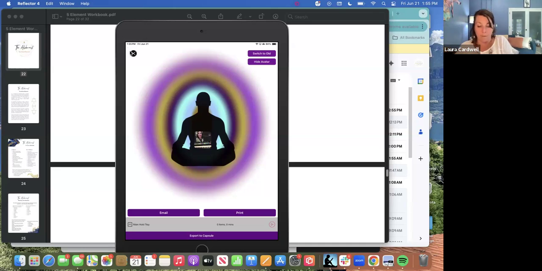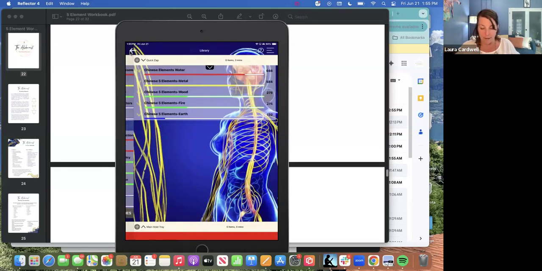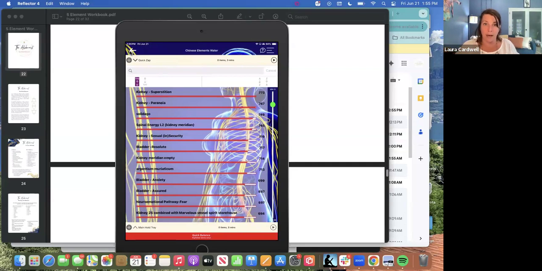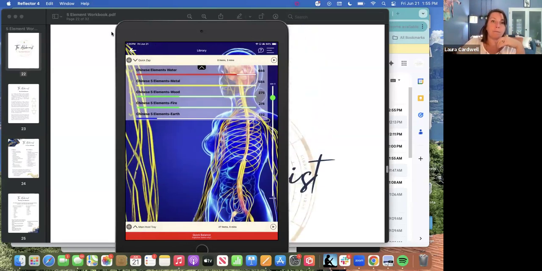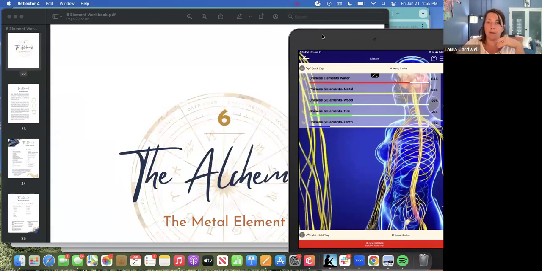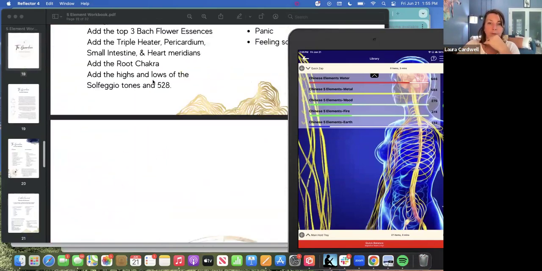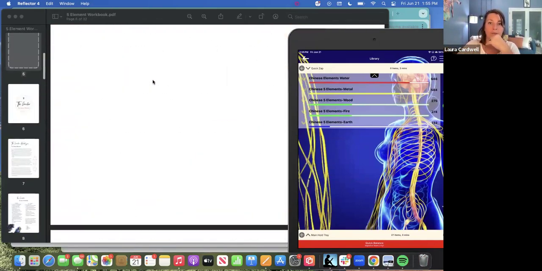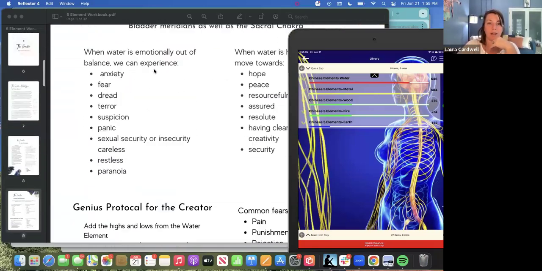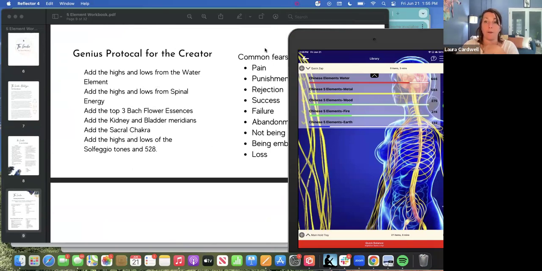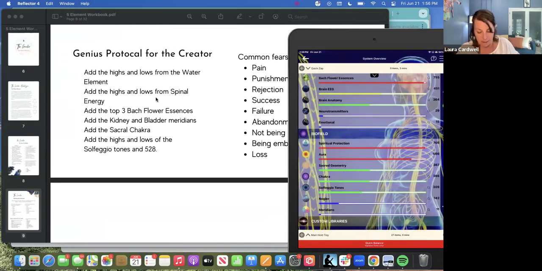So if we go back then, what we're going to do is add the highs and the lows of what's in water. If you go back to your flow charts, the water was first. I'm just going back here to show you that you have a little protocol right here that you can follow for each element, right? So we want the highs and the lows from the water, and then we want the highs and the lows from the spinal energy.